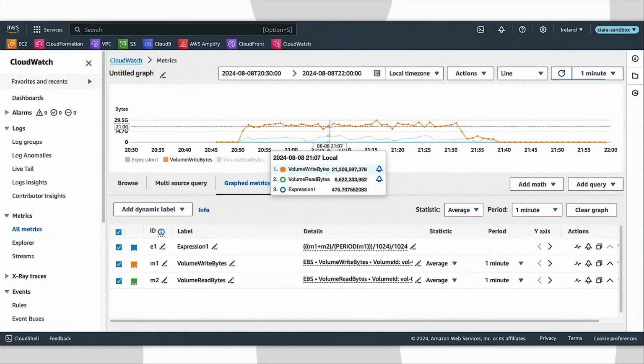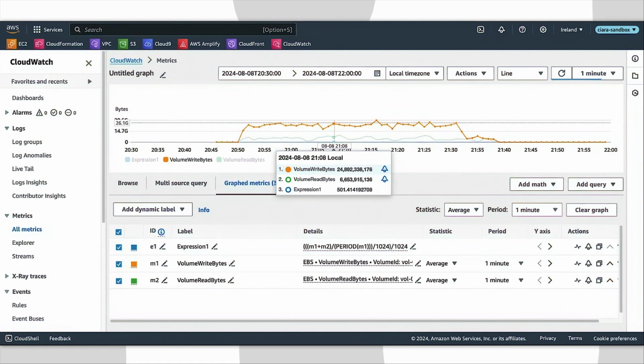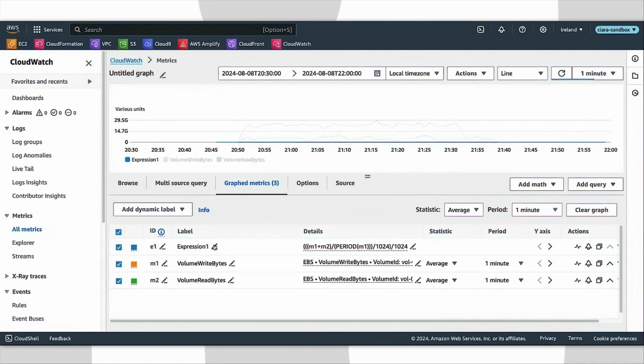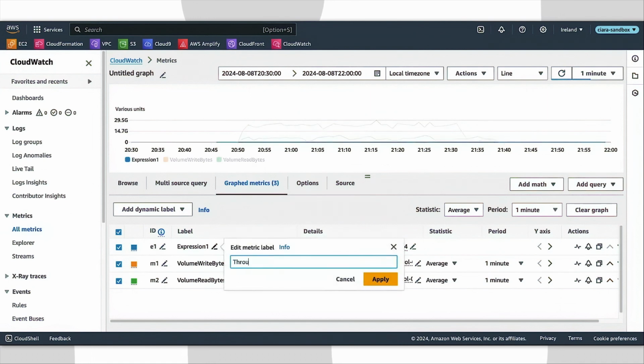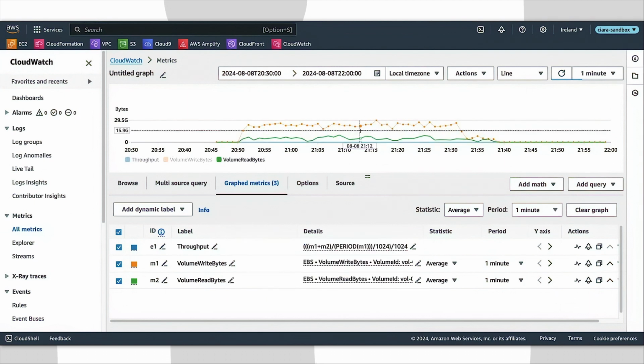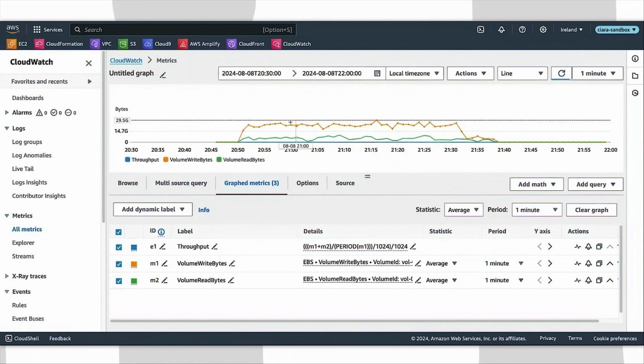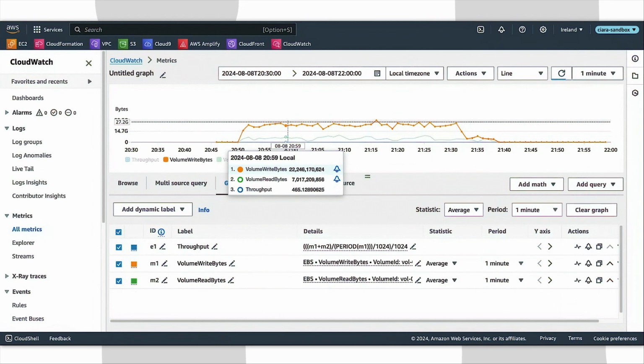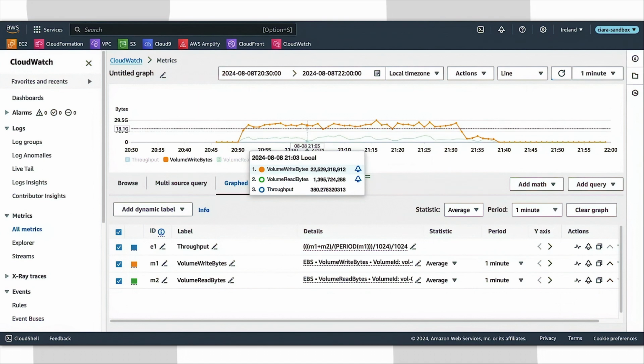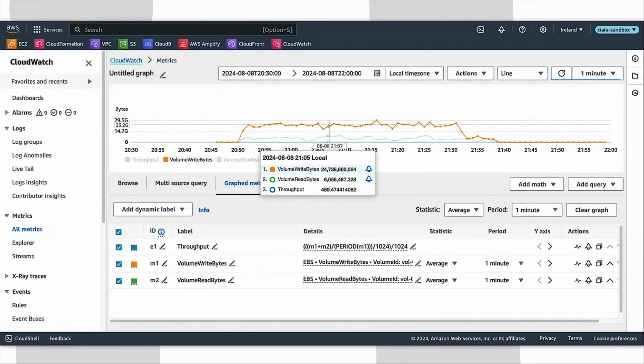So if we come back up and have a look, here we can see the expression is giving 500 megabytes of throughput. If we relabel that to throughput, we can see that at 16 minutes past 9, it was doing just over 500 megabytes of throughput. But if we look throughout the time frame that this workload is running, we're not actually achieving the maximum throughput. And remember, that GP3 volume has 700 megabytes of throughput, so just over 200 megabytes worth isn't being achieved by this volume.